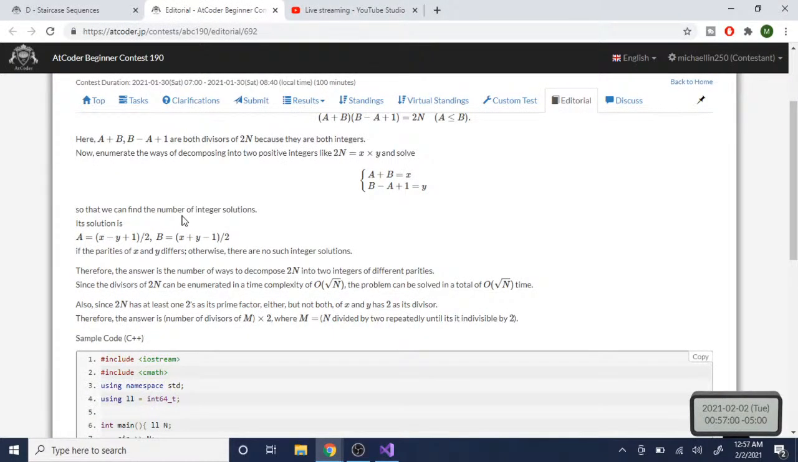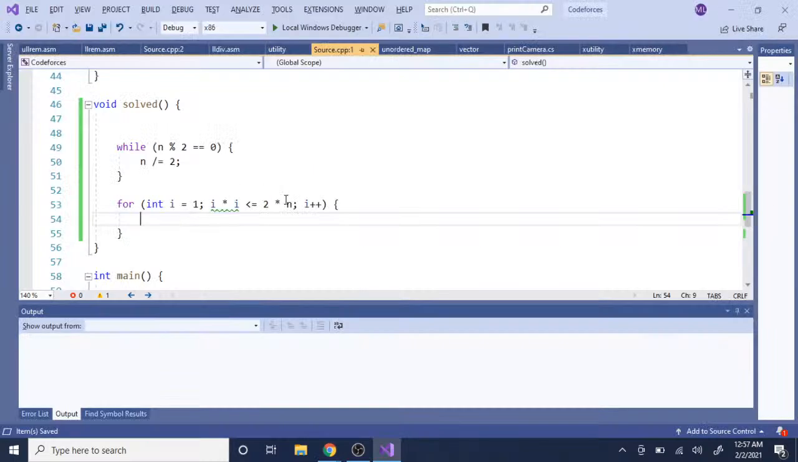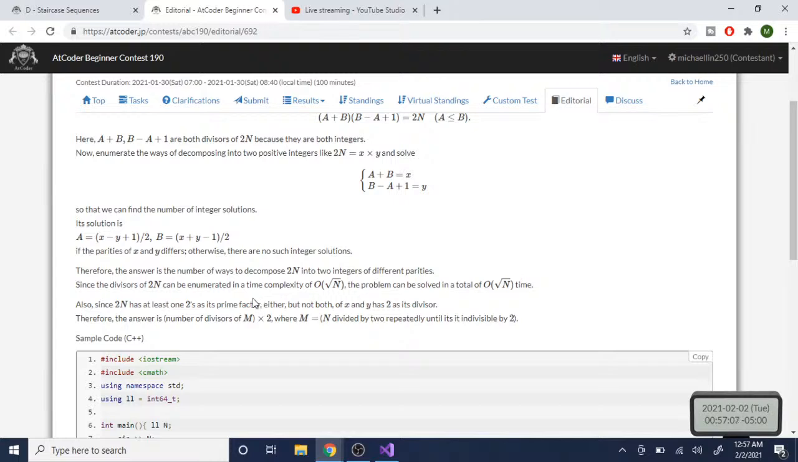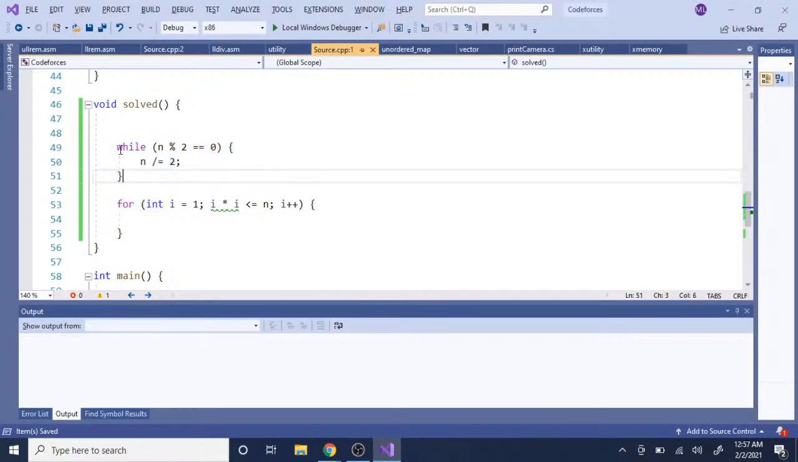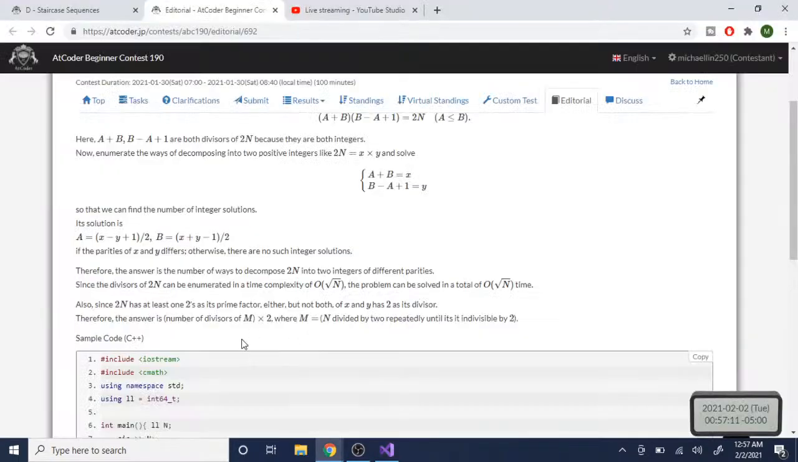Oh, actually, it should be this. n, because that's so our m is... I basically just kept dividing n by 2, and that's going to make our n equal to the m. Number of divisors, m divided times 2. So now we just need to find the number of divisors of n.